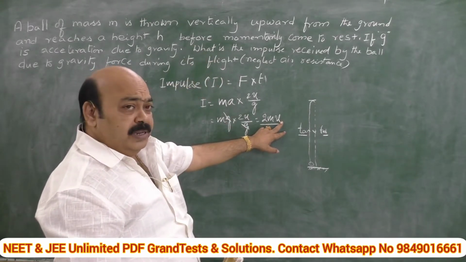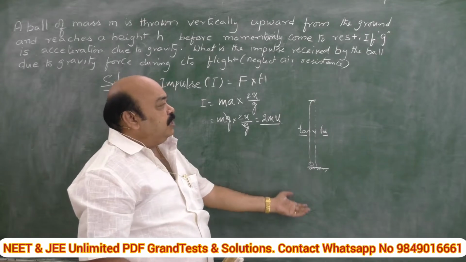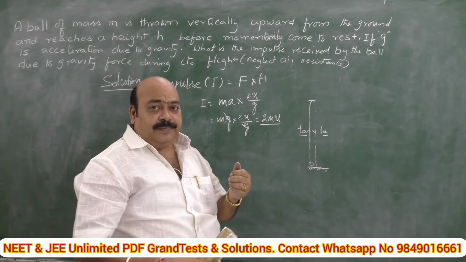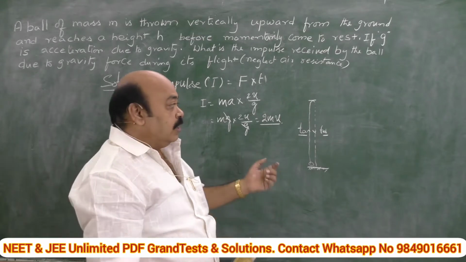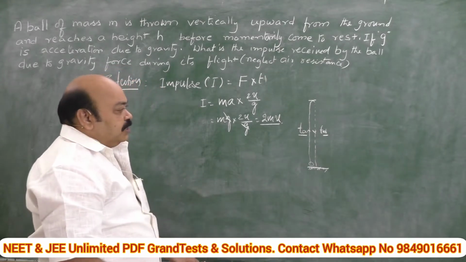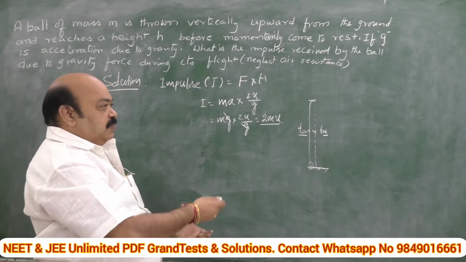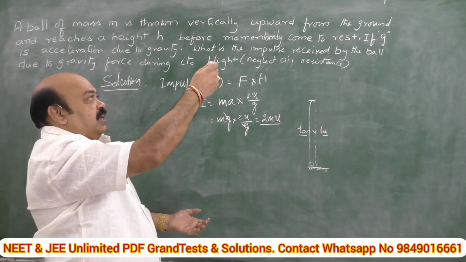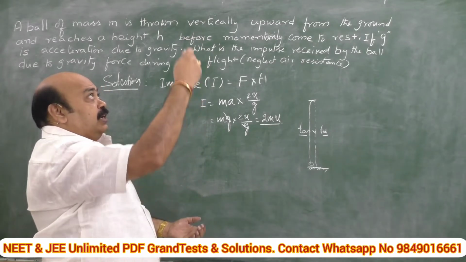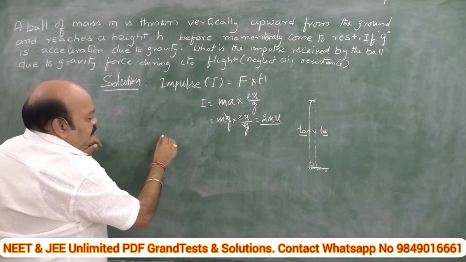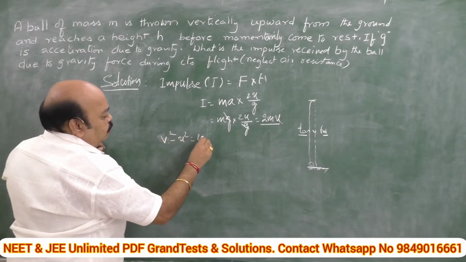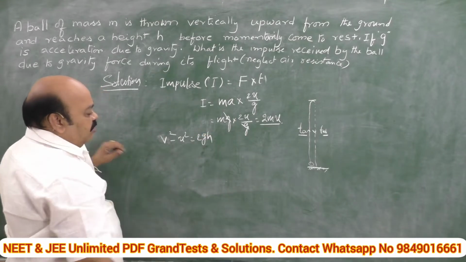Here u means the initial velocity with which the body was projected up. It is not mentioned in the problem, which we will get from kinematics. In vertical motion, when a body is projected with an initial velocity u, as it moves up, what happens? Its velocity decreases because Earth's gravitational pull acts downwards, and finally it becomes 0. Making use of the formula v square minus u square is equal to 2gh. What is v, the final velocity?